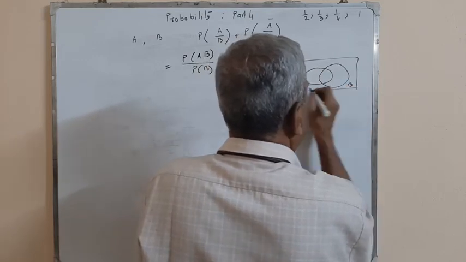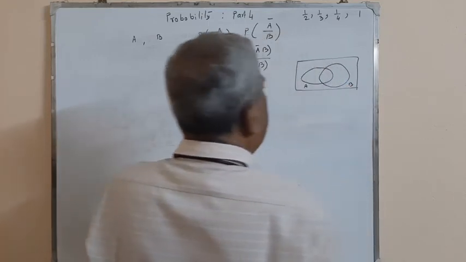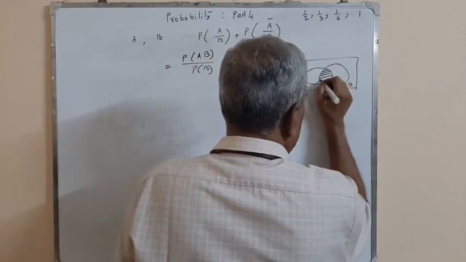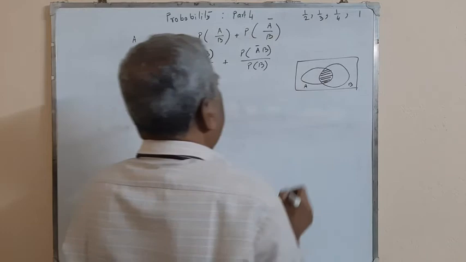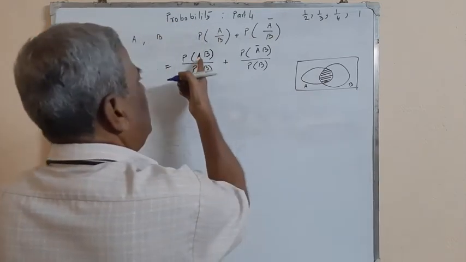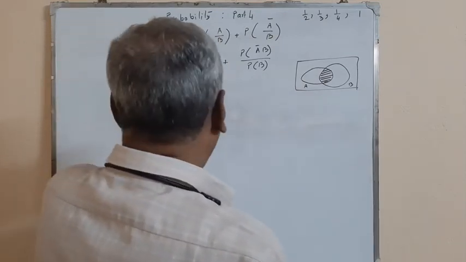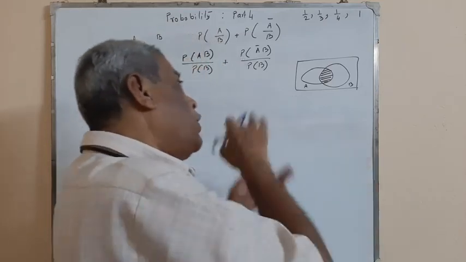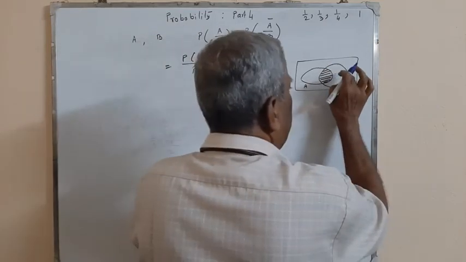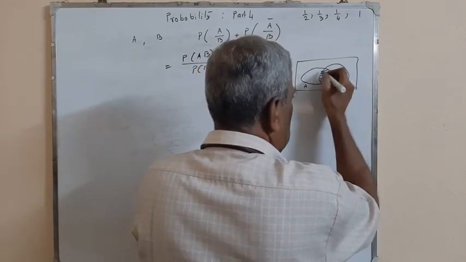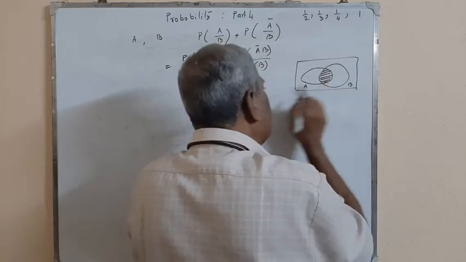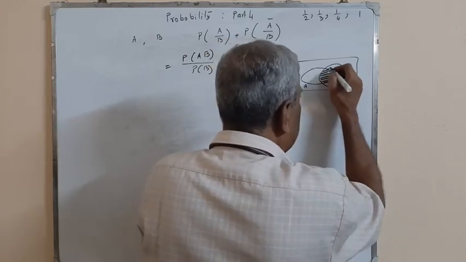This is B, this is A. Now, AB actually is this one. Probability of happening both A and B jointly, probability of AB. And probability of A bar B means B happened but not A happened. B happened but not A. B is the whole thing and B minus A is that part.